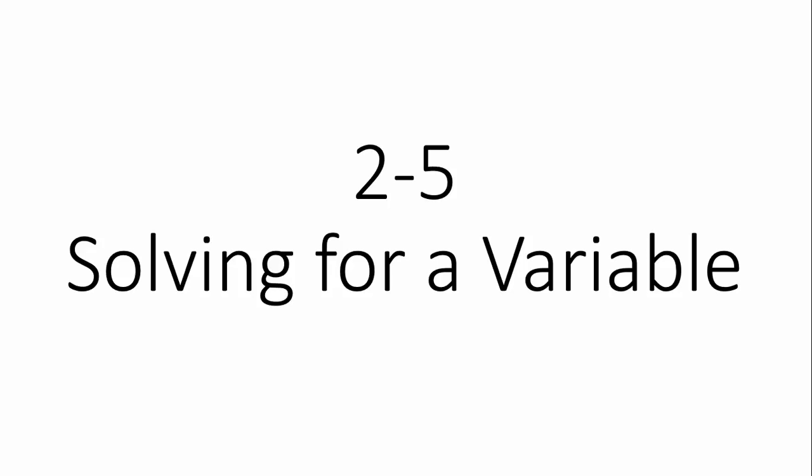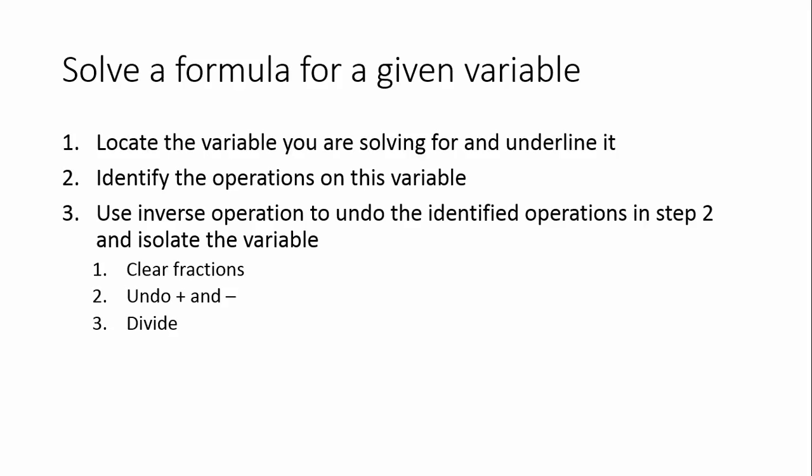Section 2.5 is titled Solving for a Variable. In order to solve a formula for a given variable, the first thing you want to do is locate the variable you are solving for and underline it. Then you want to identify the different operations that are happening to this variable, and then use inverse operations to undo the identified operations from step 2 so that we can isolate the variable. We want to clear fractions, undo addition and subtraction, and then divide.